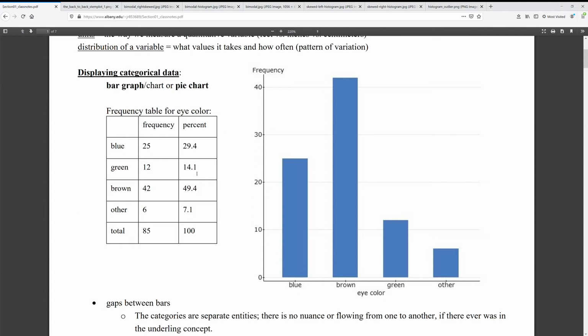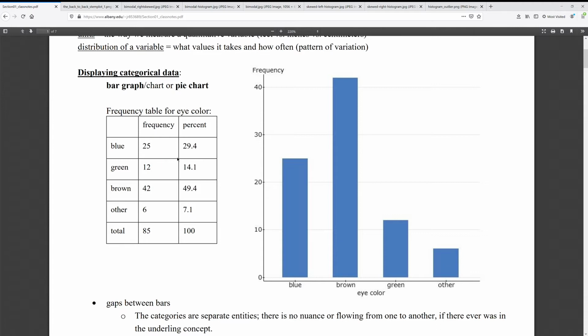But it didn't have to be, right? There could have been rounding error. Remember, 0 to 4 you round down, 5 to 9 you round up. Let's look at this again. 25 divided by 85, 12 divided by 85, 42 divided by 85, and I don't know if I can get these all on the screen here at the same time on my calculator, but 6 divided by 85. Yeah, just about.